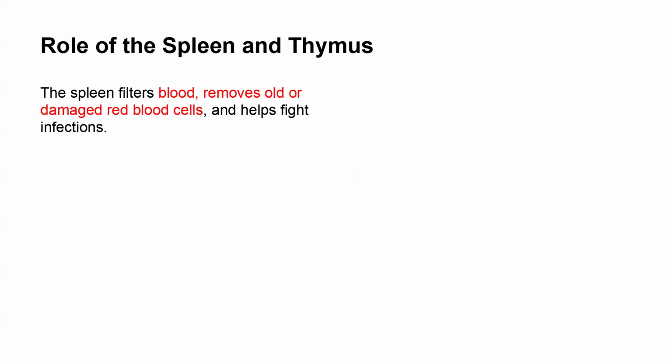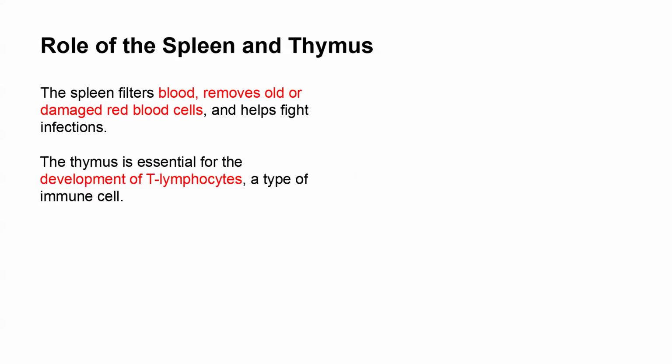The spleen filters blood and removes old or damaged red blood cells and helps fight infections. So you see, the major role of the spleen is that it filters blood. And as a result of that filtration of the blood, it will remove old or damaged red blood cells. And also, it helps in fighting infections. And then, of course, the thymus is essential for the development of T lymphocytes. So the T lymphocyte is developed in the thymus, and it is a type of immune cell.